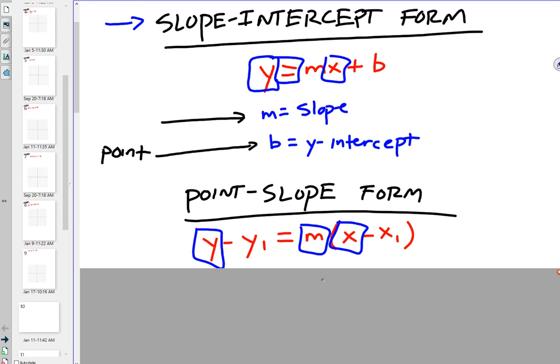If every function is going to have a y, oops, my box is wrong. Sorry, a y, an equal sign, and an x, then what's left to make each function look different when you're in point-slope form? Well, yeah, you say y1, or some people say y sub 1, M, and x1. Sure. So each of those have a meaning.